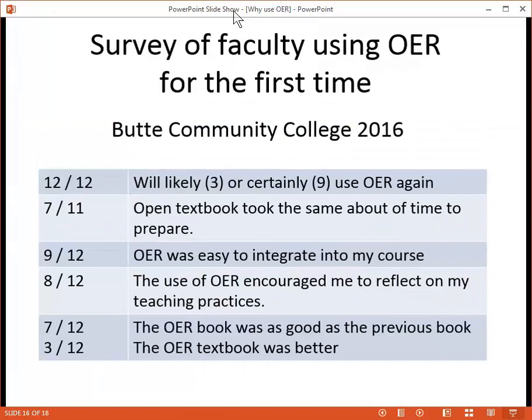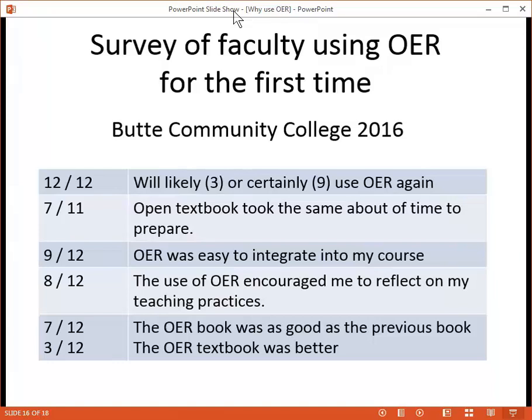We also surveyed the faculty using OER for the first time. Now we didn't have a lot of sections moving to open, and so these numbers are fairly small and they're not significant statistically, but they are interesting, and so I thought I'd share them. Out of the 12 faculty that responded, all of them said that they will likely or certainly use OER again. 7 out of 11, so one didn't respond here, said that the open textbook took about the same amount of time to prepare.